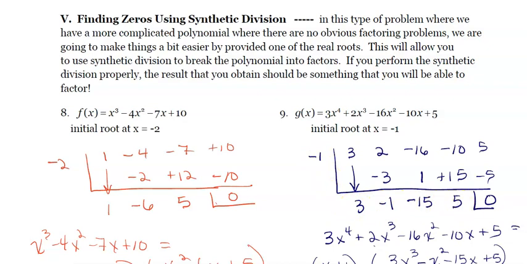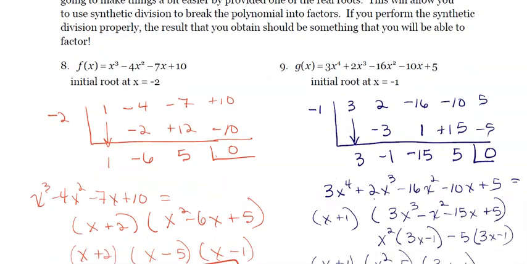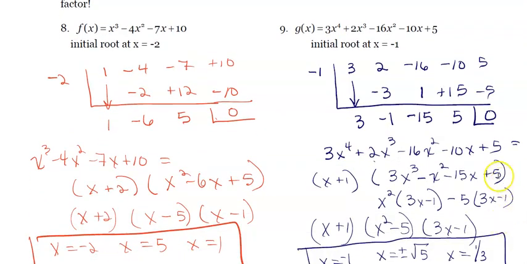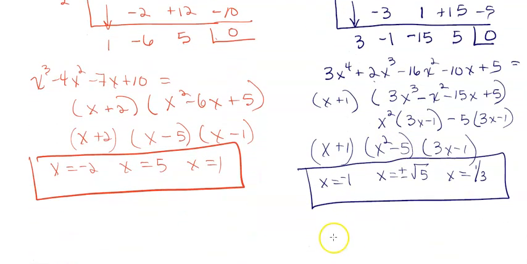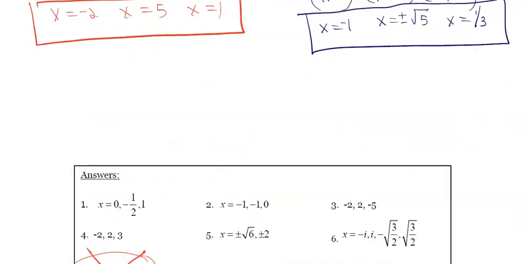Since your original polynomial was a quartic, your quotient is a cubic, which you can then factor by grouping, which I've done here. Here are all your factors. These are the two you got from grouping. Here's the one that was given to you up here when they gave you an initial root. Your roots are going to be x equals -1, x equals plus and minus radical 5, and x equals 1/3. That is 1, 2, 3, 4 roots, which makes sense because it was a quartic.